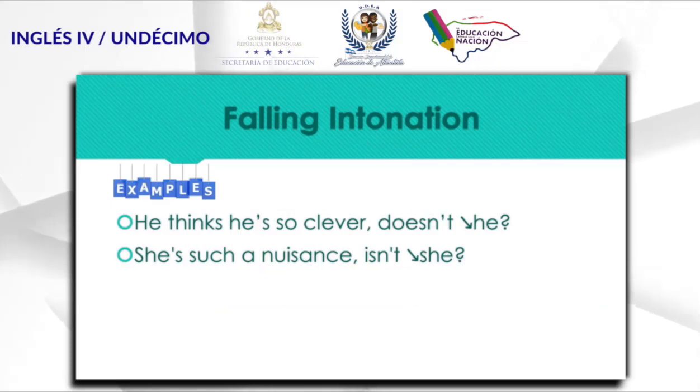Examples. He thinks he's so clever, doesn't he? Repeat with me. He thinks he's so clever, doesn't he? So, in he, there is a falling intonation. Next sentence. She's such a nonsense, isn't she? Repeat with me. She's such a nonsense, isn't she? In she, there is a falling intonation. Good job.